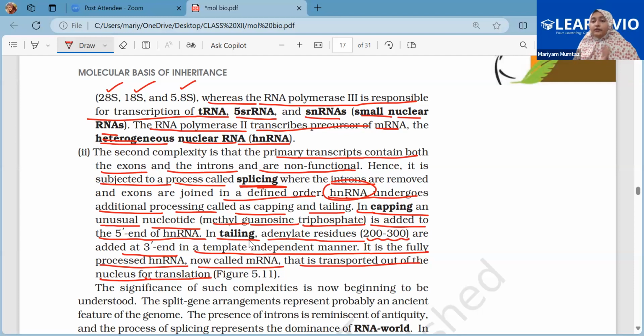So initially, before the formation of the actual mRNA, the hnRNA is formed, that gets modifications, because of which it moves on and forms the mRNA ultimately.